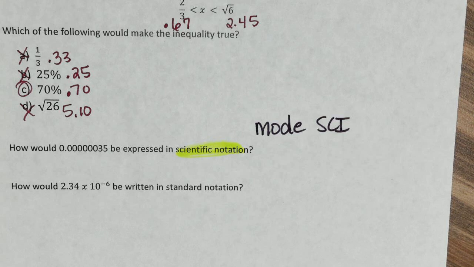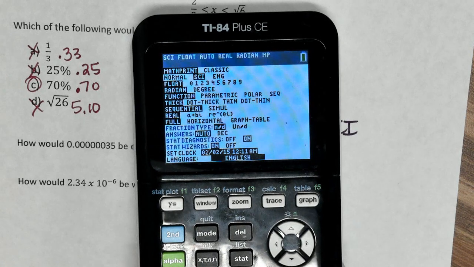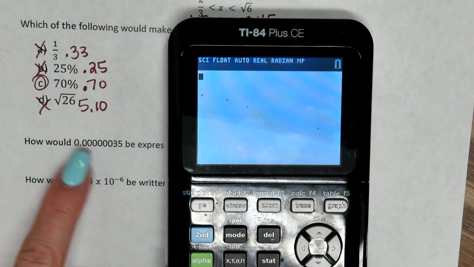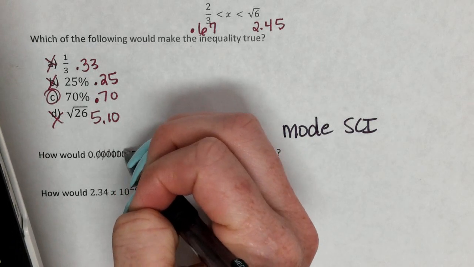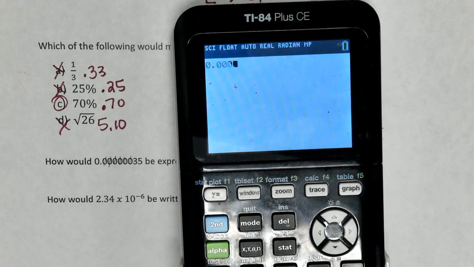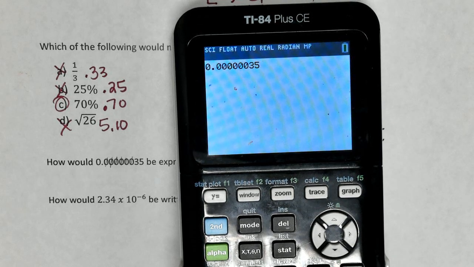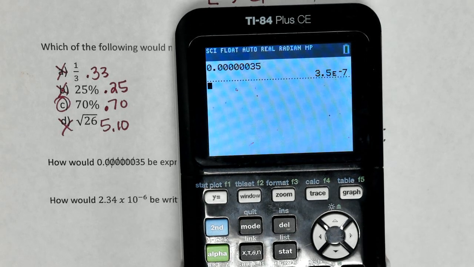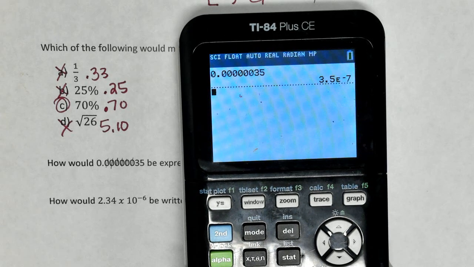I'm not seeing it. Go to mode, SCI, and hit enter. Then go back to your home screen and simply type in this number. This number is 0 point, and then there's 1, 2, 3, 4, 5, 6 zeros. So 0 point, and then 6 zeros. Then 3, 5. Hit enter. Is that how I write my answer? No. How do I write it? 3.5 times 10 with an exponent of -7.